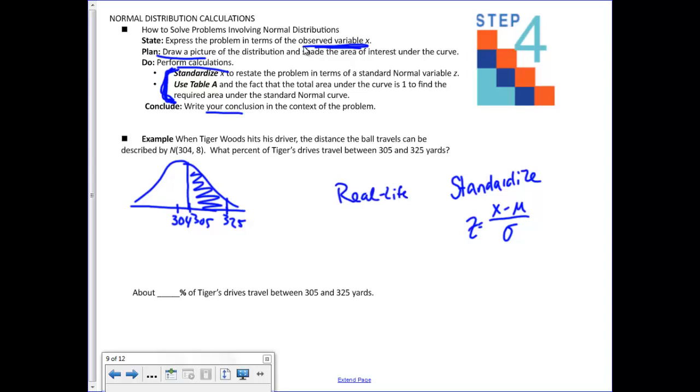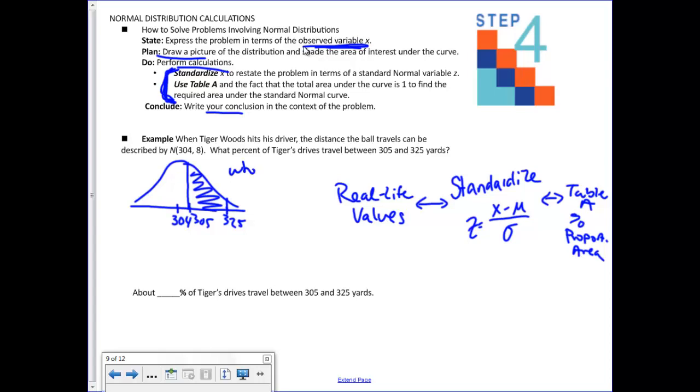We sometimes have real-life values, is what I call it, like in this case. I give you these real-life values, and based on those, we need to standardize the information so that I can come down here and use table A to find my percents or my proportions or my area. And I'll refer to this many times, how we bounce back and forth. So I have my real-life values. In order to figure out what percent of the drives travel between 305 and 325 yards, right now I'm here. I want to find a percent, so what do I have to do? I have to standardize in order to get down here.